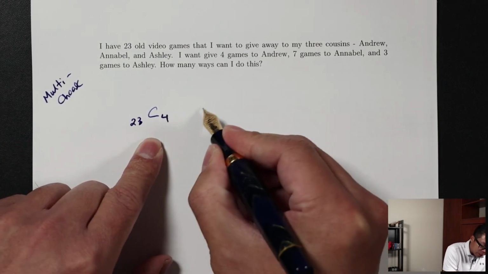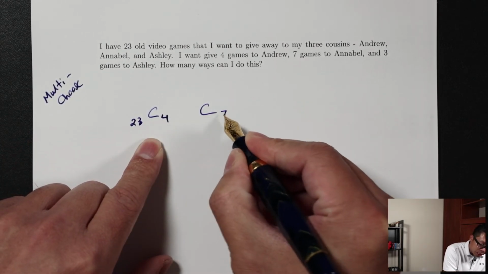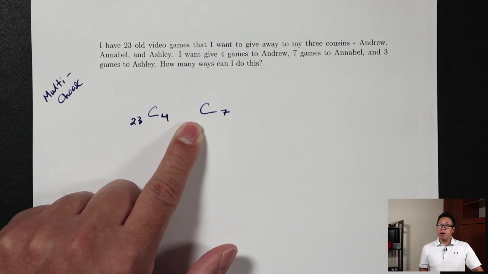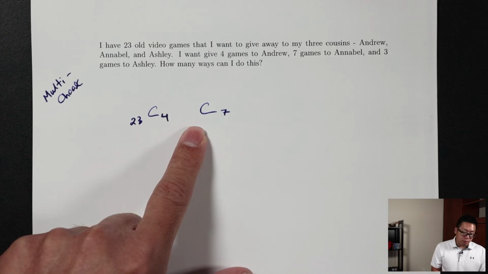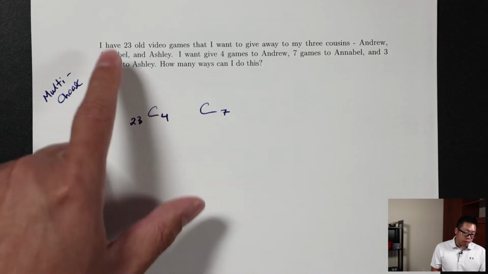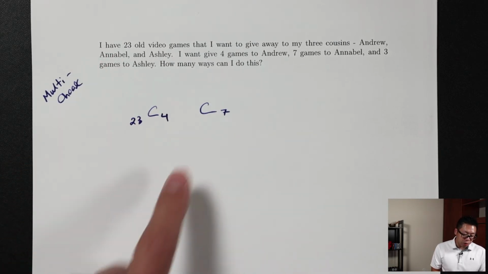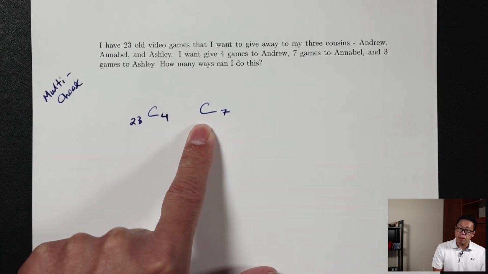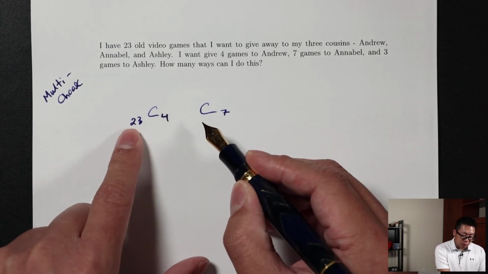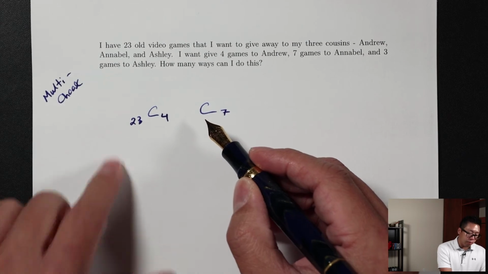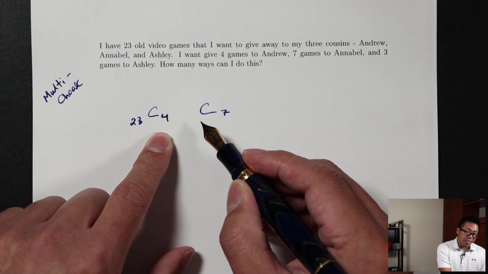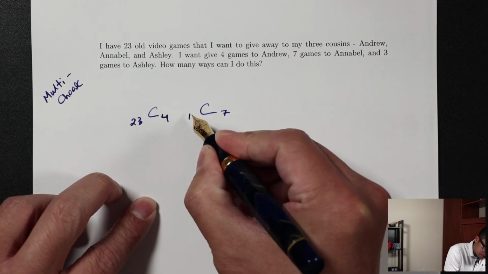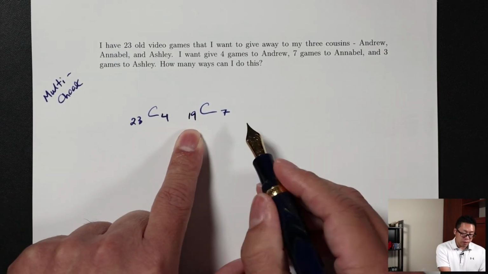For Andrew, and then for Annabelle, I'm choosing 7. How many total do I have to choose from? Now, it's not going to be 23, right? Because I already chose 4 to give to Andrew, so I don't have the full 23 anymore. So it's going to be 23 minus 4. What's 23 minus the 4 that I gave to Andrew? 19. So I should have 19 left to choose from to give to Annabelle.